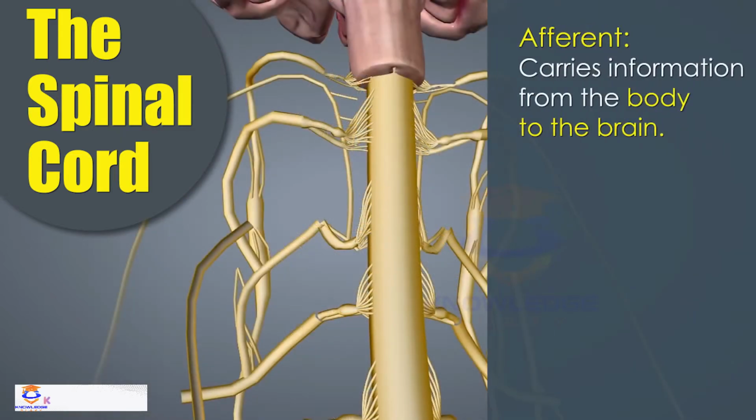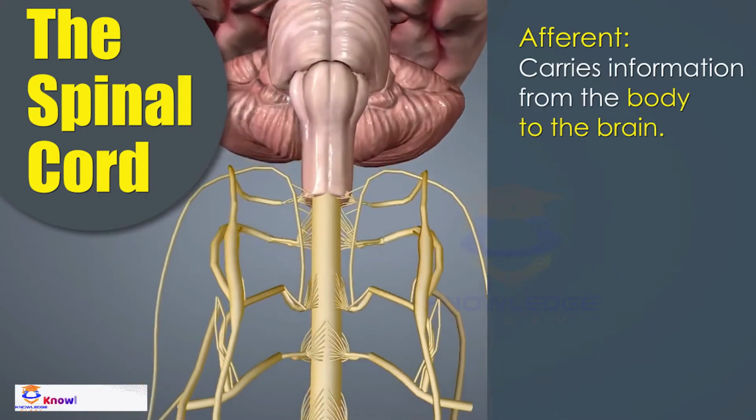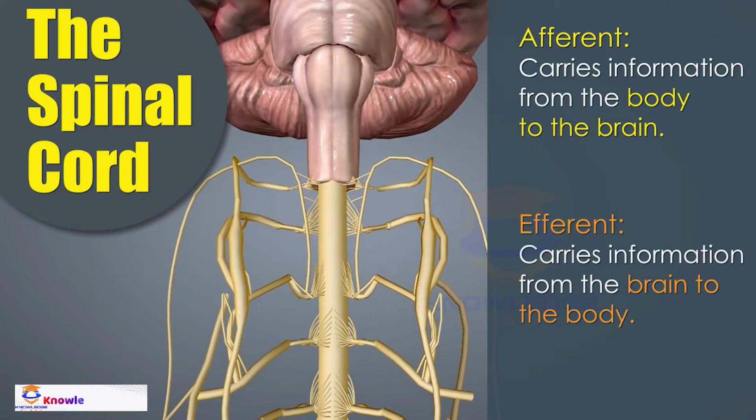The afferent spinal nerves are responsible for carrying information from the body to the brain. And the efferent spinal nerves are responsible for carrying information from the brain to the body.